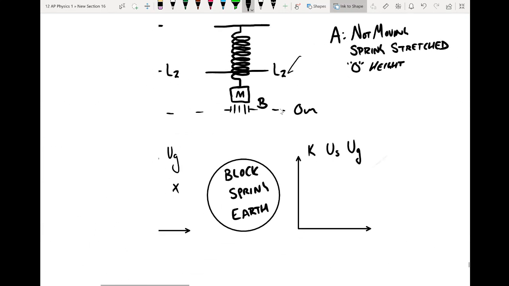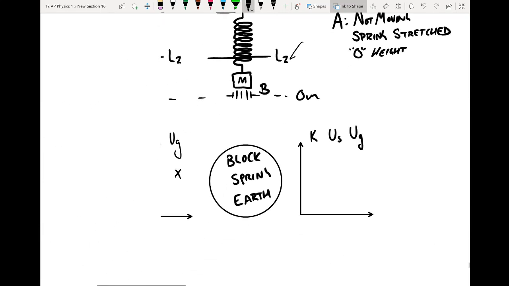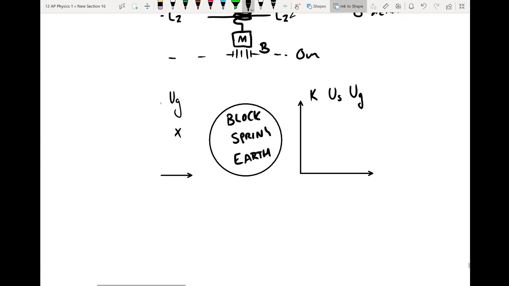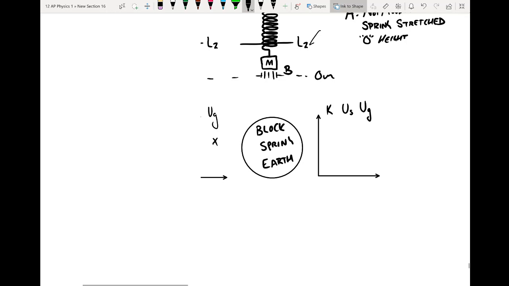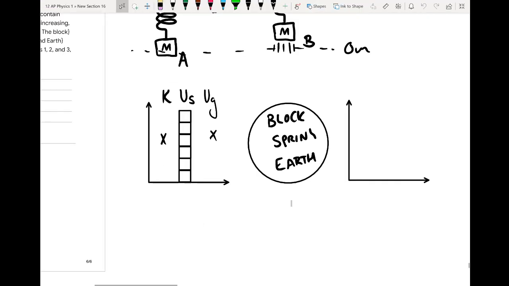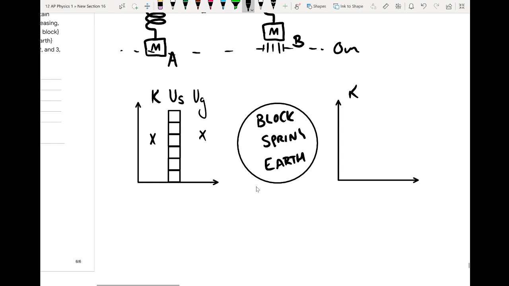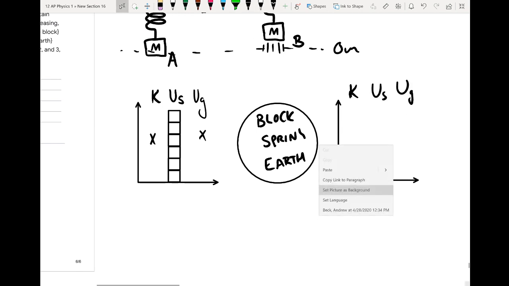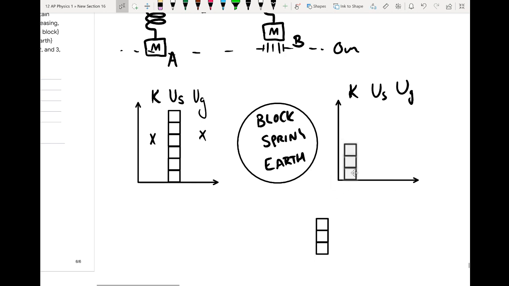So if we think about what kind of energy we have, we went from not moving to moving. So we're going to have some kinetic energy. I had to close this note-taking thing because it was freaking out. So we have some kinetic energy. I don't know how much, but we have an increase.